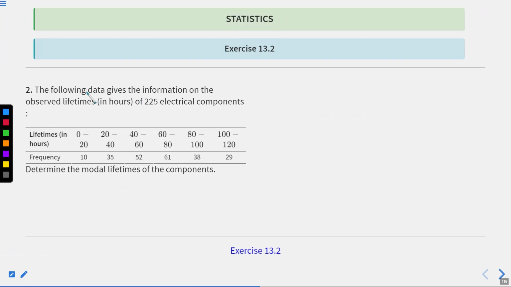Okay, now let us move to the next question. Here we are given the following data, which gives the information on the observed lifetimes in hours of 225 electrical components. We have this table, and we have to determine the modal lifetime of the components. Okay, so let's solve this problem.